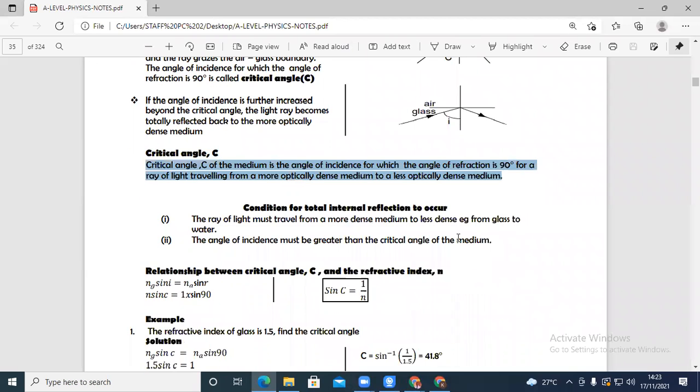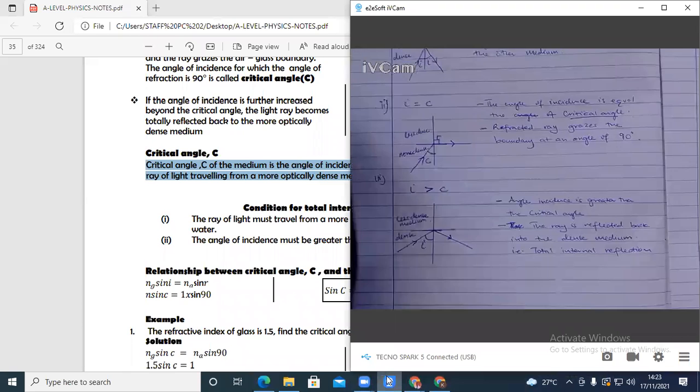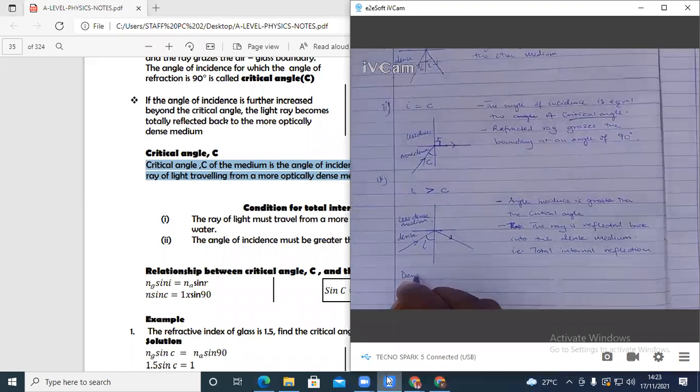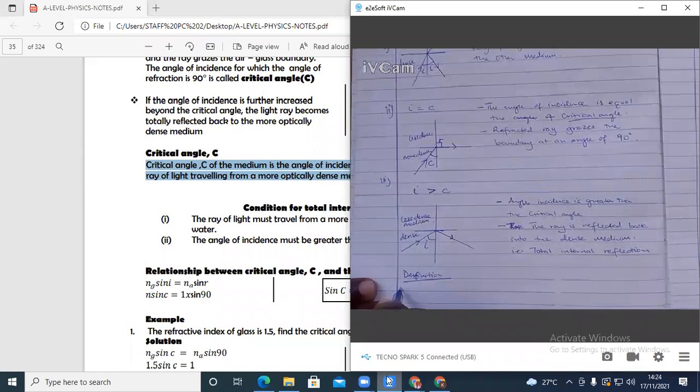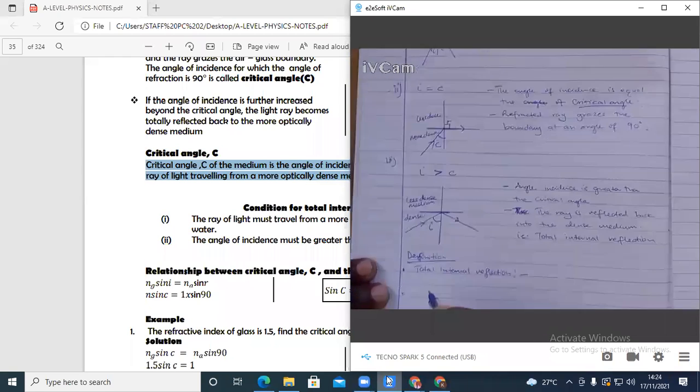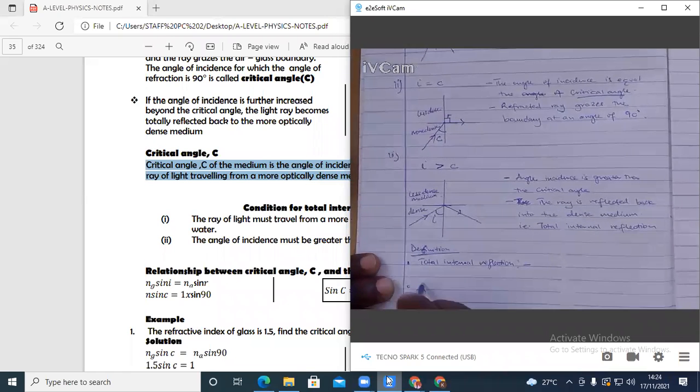Okay, so get to know the definitions. Get to know the definitions very well. Understand the definitions of total internal reflection. You state the definition, and also you should be able to state the definition of the critical angle.